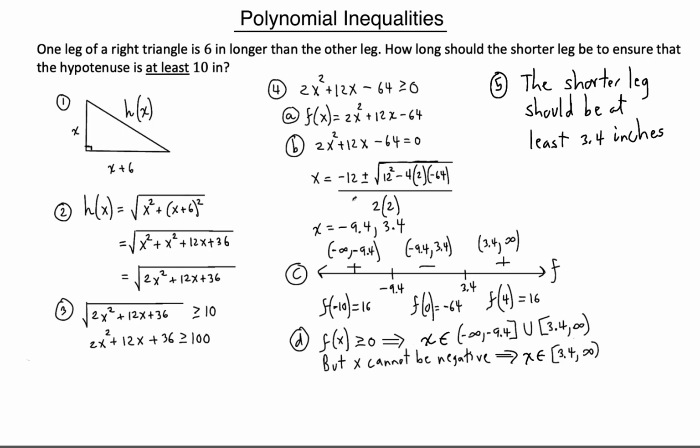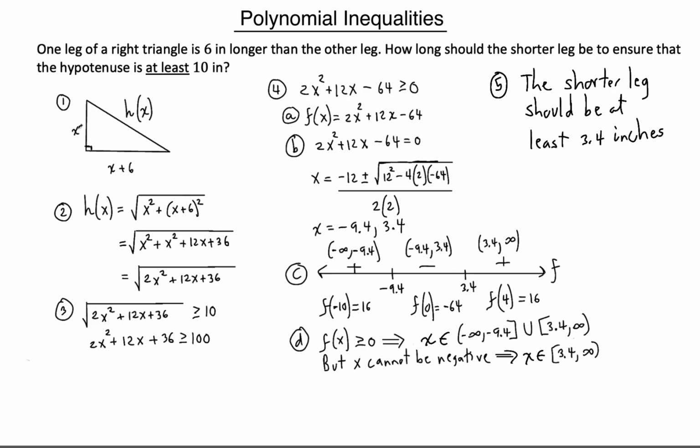Hi everyone, in this video we're looking at an example of a polynomial inequality. Our polynomial inequality arises from the following problem. We have a right triangle where the longer leg is 6 inches longer than the shorter leg, and we are asked to figure out how long the shorter leg should be in order to ensure that the hypotenuse is at least 10 inches. The first step is to draw a right triangle.